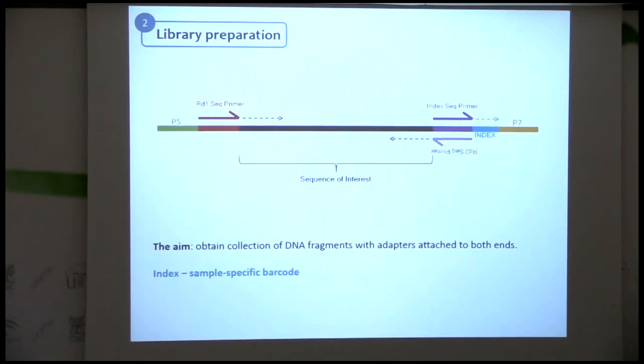The next step is library preparation. A library is the collection of DNA fragments of particular length with adapters attached to both ends. There are two types of adapters, P5 and P7. Adapters contain regions complementary to the oligos on the flow cell, but also contain primer binding sites for read 1, read 2, and for index 1, and sometimes also index 2. An index is a sample-specific barcode, and thanks to that, sequences from pooled sample libraries can be separated.